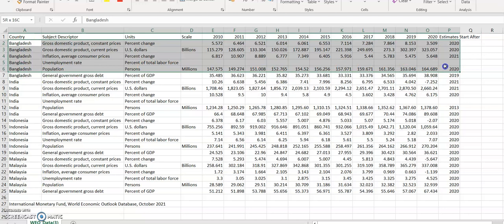So as we see in Bangladesh, looking at GDP in millions US dollars from 2010, we have 115, 128, 133, 150, 172, 195, 221, 249, 273, 302, and in 2020 it is 323. So you could see that GDP has been increasing from 2010 until 2020.